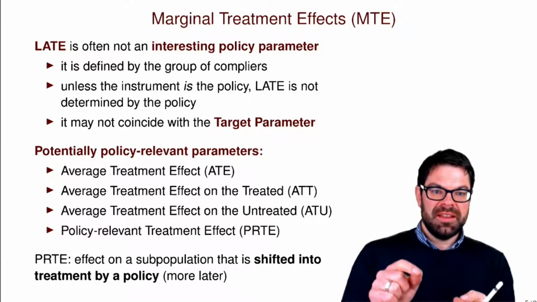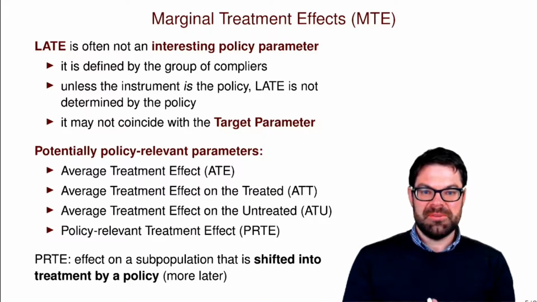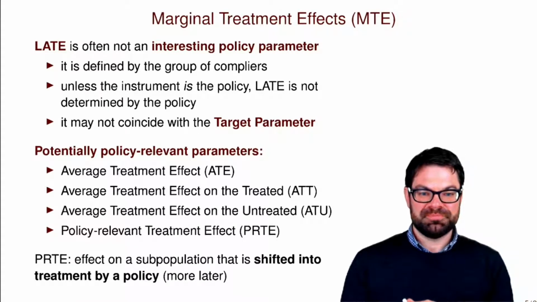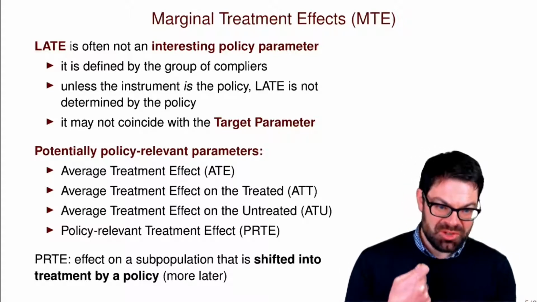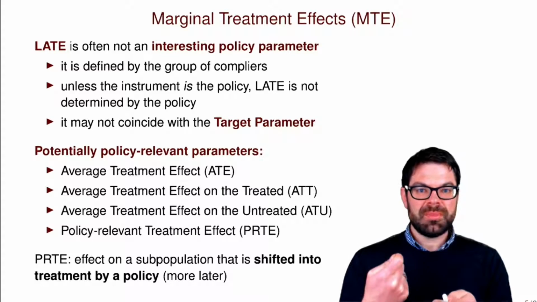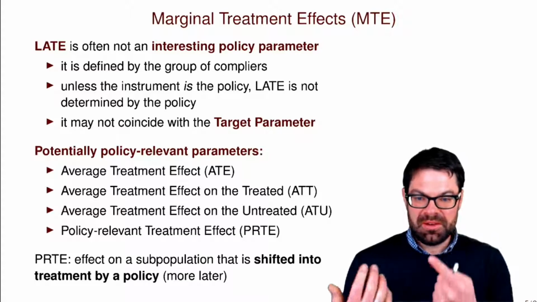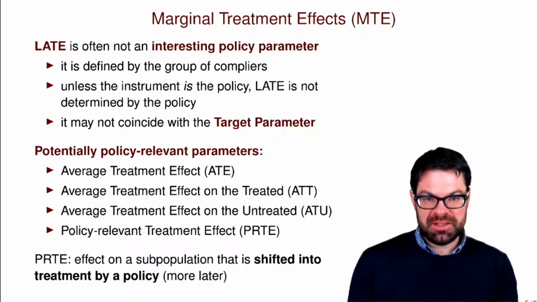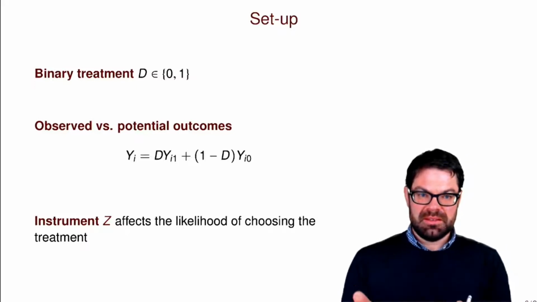The problem is that a local average treatment effect that is identified through an instrumental variable approach may not coincide with that target parameter. And we will later learn about other types of parameters that potentially are close to those target parameters, and that may be more important to know about than the local average treatment effect. So they are listed here, but we will revisit them a little bit later in the lecture in a future video. But let's start here with the basic setup.